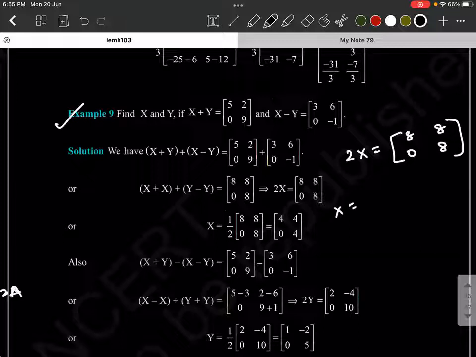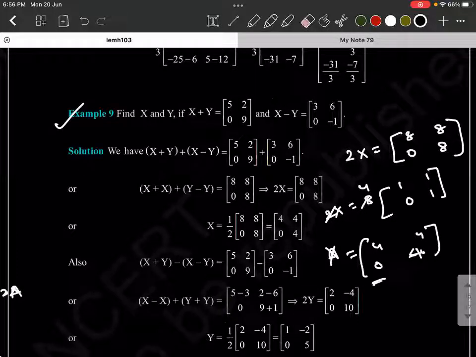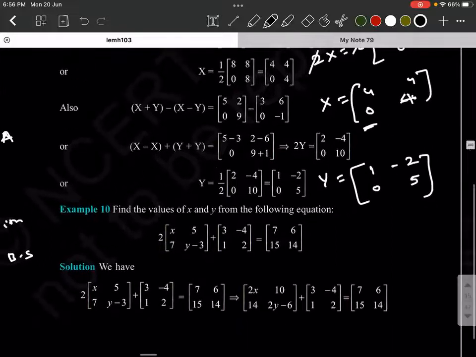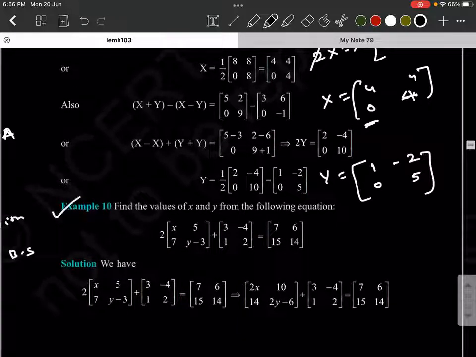X will be equal to how much? What can I do to that 8? I can take that out, half of it. So X will be equal to [4 4; 0 4]. Correct? What about Y, guys? Sir, [1 minus 2; 0 5]. Everybody knows to do this, right? So, example 10. Do it fast.